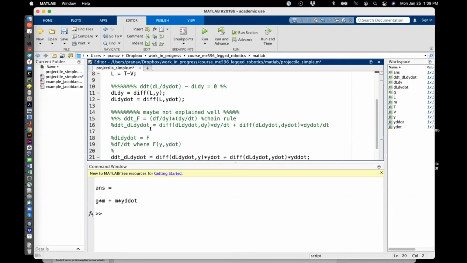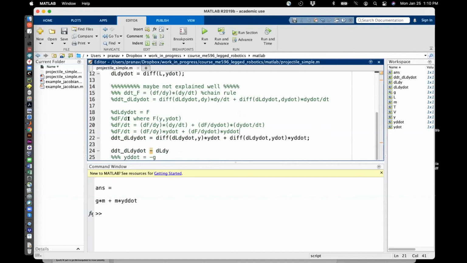If you want to do df/dt, then it is simply df/dy times dy/dt, that's the first part, and then the second part is df/dy dot times dy dot/dt. But we know that this part is basically y dot, and the second part is simply y double dot. So that's exactly what I wrote here, where dL/dy dot is f. So you can now see how it follows.